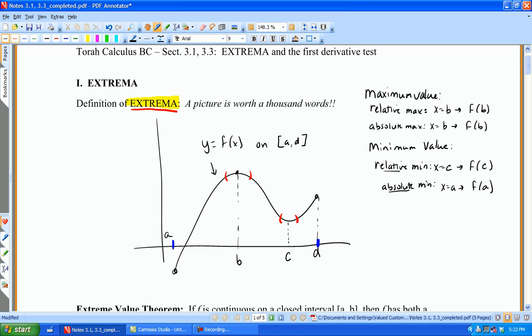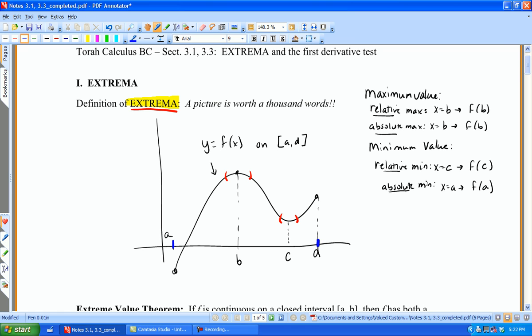So we have two terms for extrema. We have either relative or absolute. Relative means it is at least locally a high or low point, and absolute means on the interval that you're given, it is the absolute highest or lowest point.